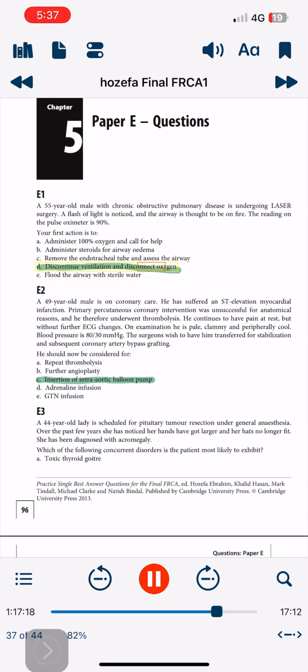Discontinue ventilation and disconnect oxygen. E. Flood the air. Discontinue ventilation and disconnect oxygen.